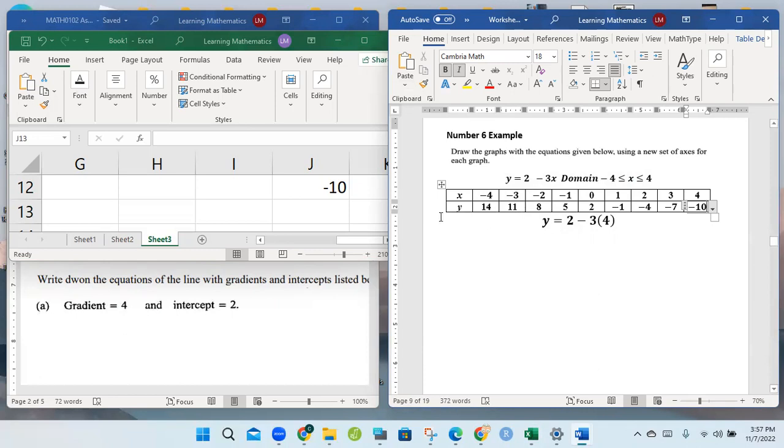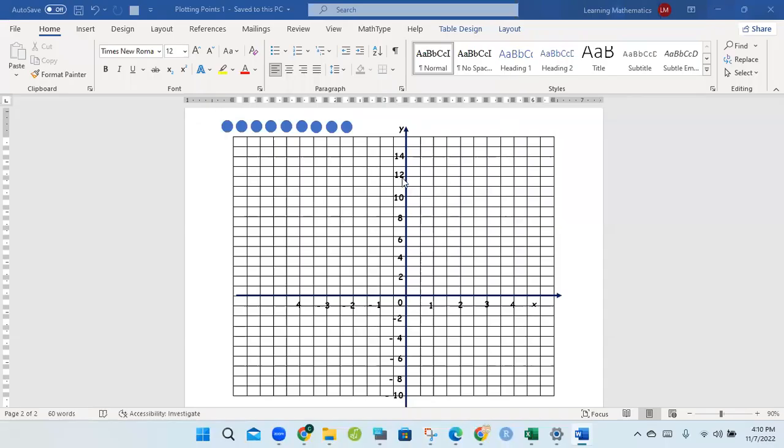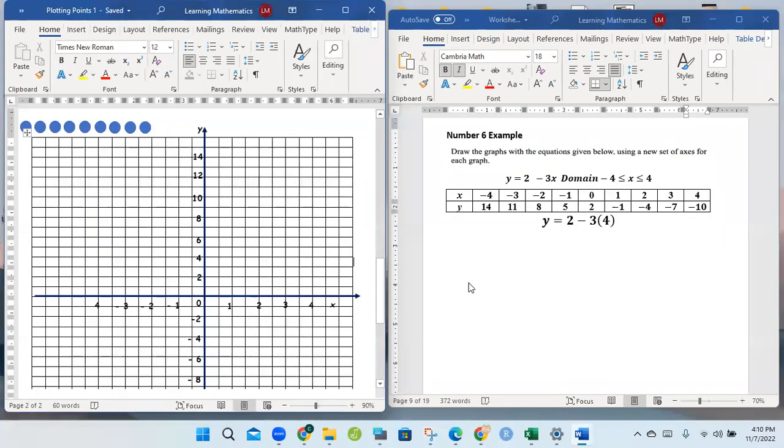So let's go plot these points now on our x and y axis. So here are our x-axis and our y-axis, already labeled. The first point is -4, 14. So we look for -4 on the x-axis. Here's -4. And then we go up to 14. So we plot our first point, -4, 14.